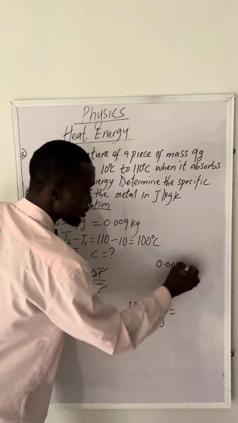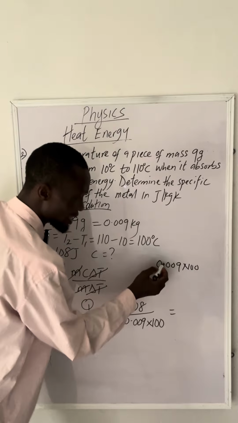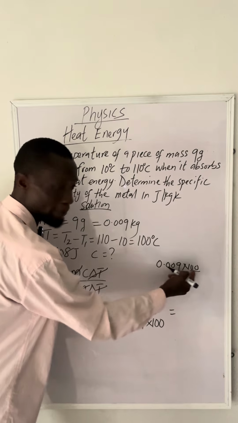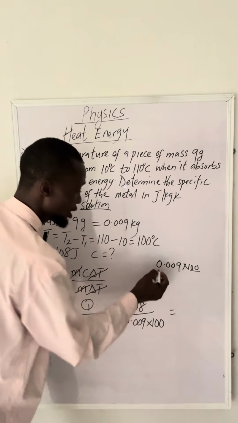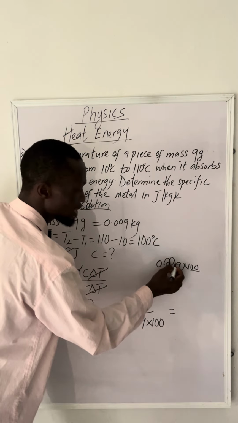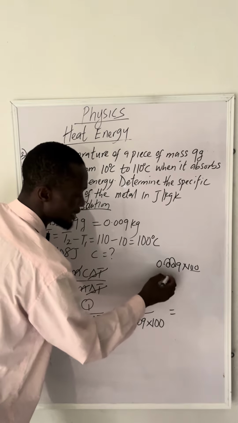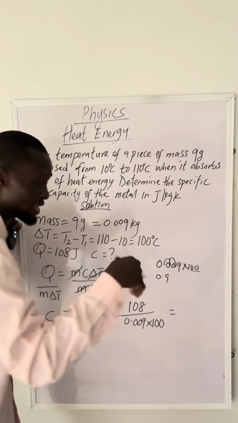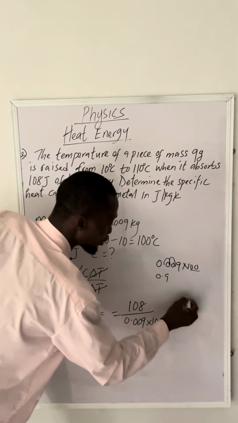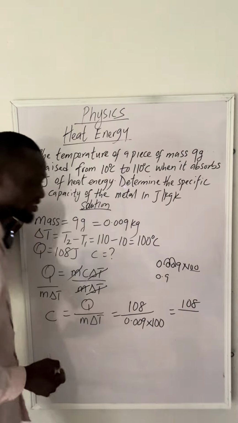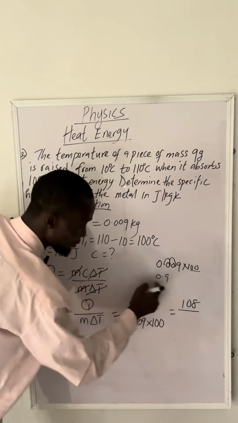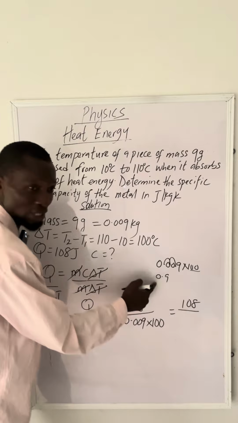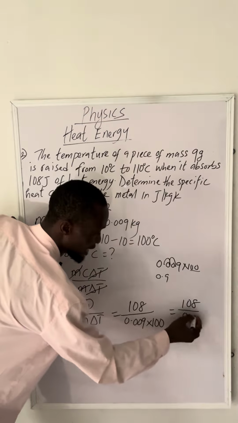0.009 times 100 can just be shifting the decimal point 2 times because I have 2 zeros. I'm multiplying by a power of 10. So this is 1, 2. Then I'm going to have 0.9, right? The 100 is gone. So I'm going to have 108 divided by 0.9. Don't forget, when you multiply 0.009 times 100, you're going to have 0.9. So divided by 0.9 now.